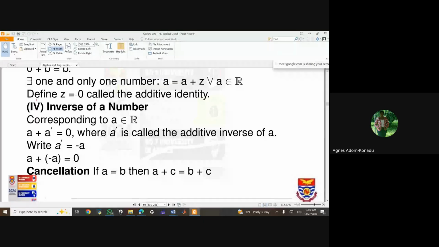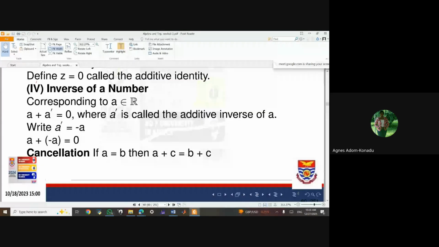Okay. So you can write them down. So there exists one and only one number Z such that A is equal to A plus Z, for A in R, for A being a real number. So now we know that the additive identity is 0, and the additive inverse of A is negative A.